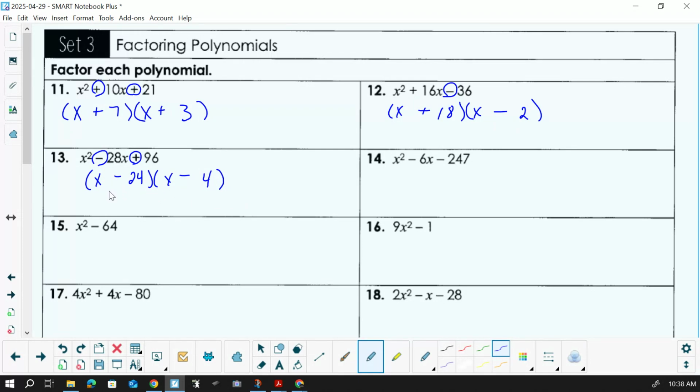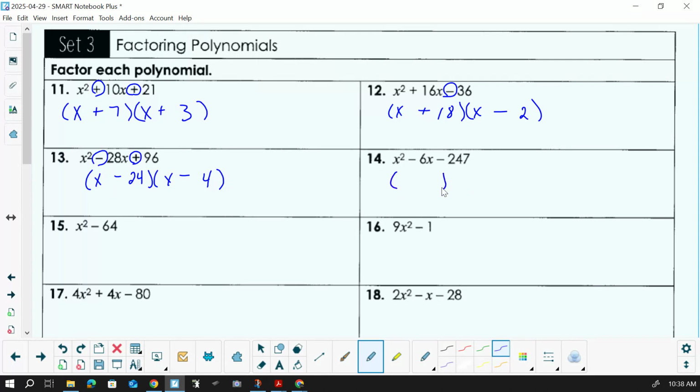All right, so this is going to be x minus 24, x minus 4. If you try it, x squared, right? I'm not going to try it. You trust me. x squared minus 4x minus 24x is going to get that negative 28. 24 times 4 is 96. Negative times negative is a positive.